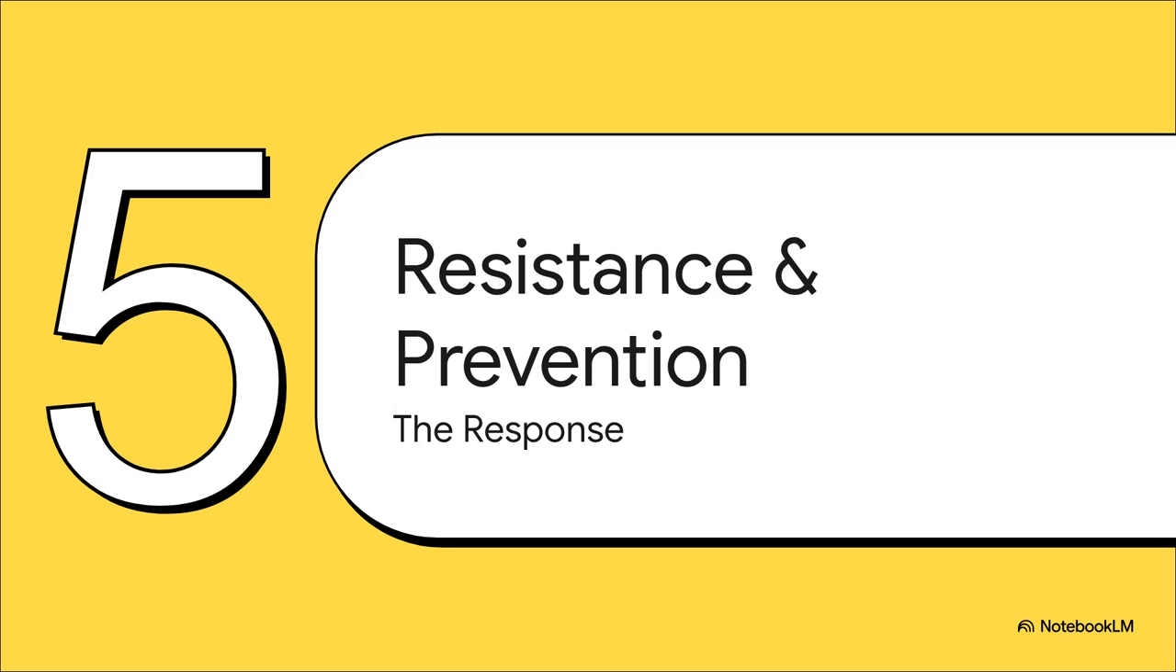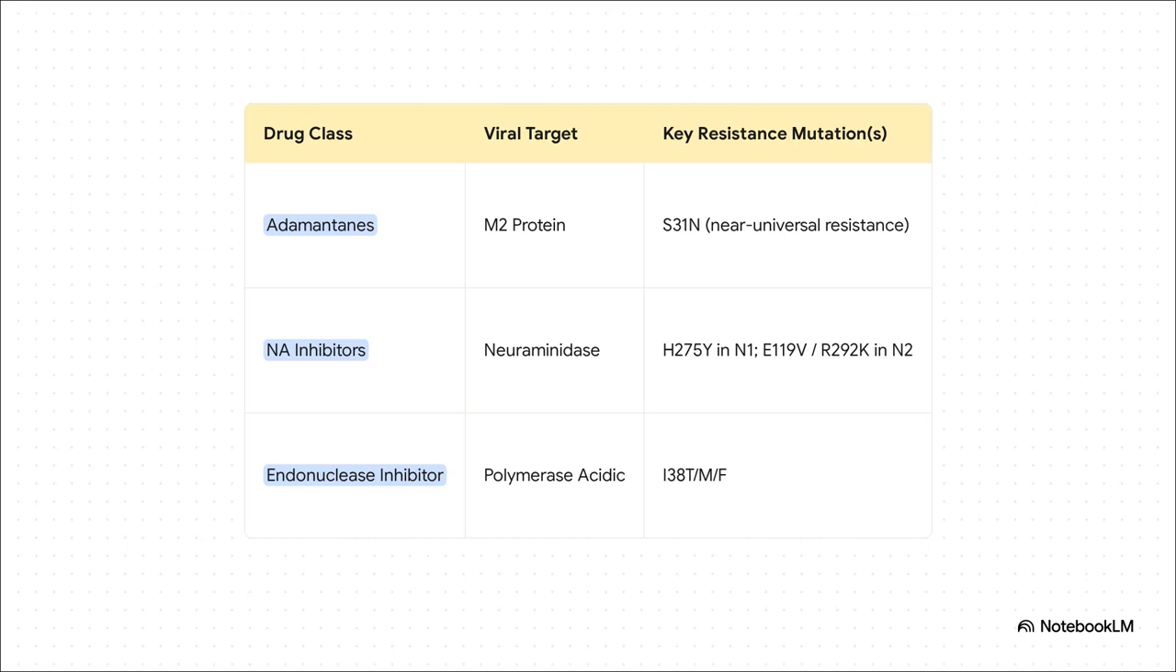Okay, so we've talked about treatment. Now let's look at how the virus fights back through resistance, and in turn, how we defend against it using prevention and control strategies. Resistance, as you know, emerges through mutations in the very protein the drug is designed to target. Adamantines are basically obsolete now because of that S31N mutation. And for the newer drugs like baloxavir, that I38T mutation is a major concern because it shows a really low genetic barrier to resistance. It doesn't take much for the virus to learn that trick.